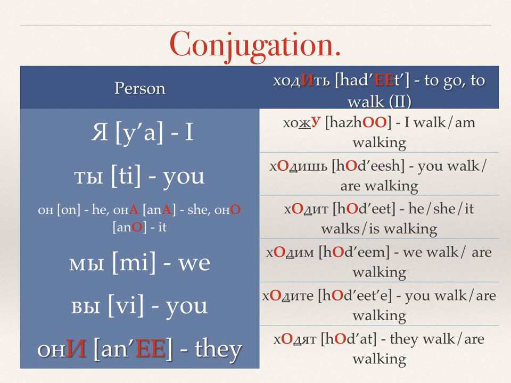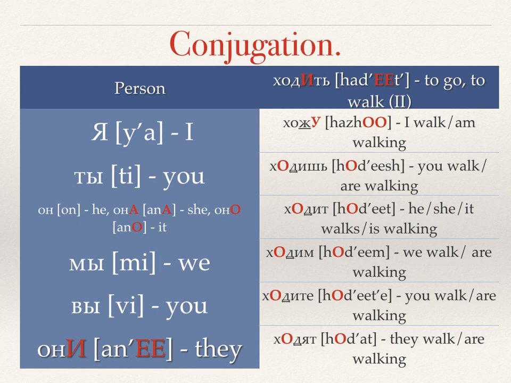Conjugation. The same happens to the verb ходить, to go, to walk. The verb ходить, to go, to walk, belongs to the second conjugation because it has the letter И before T. Let's conjugate it. Я хожу. Ты ходишь. Он, она, оно ходит. Мы ходим. Вы ходите. Они ходят.